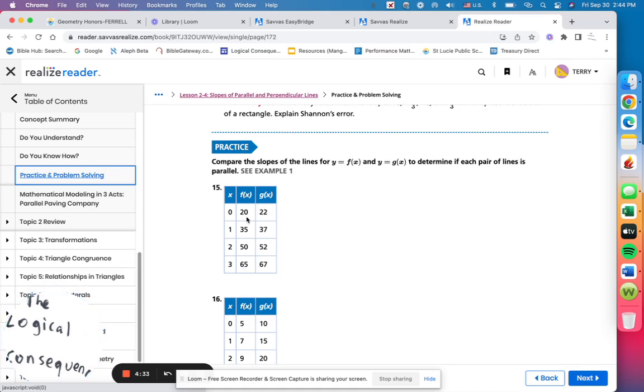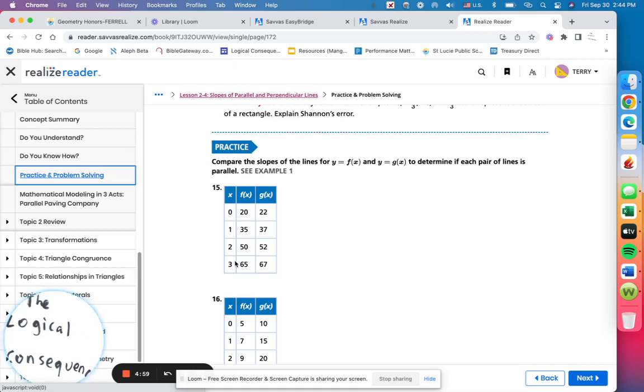Because if I take any sets of those ordered pairs, the slope is going to be the same for those points. So I'm going to do the same for g of x. I'm going to look at the points (0, 22), (1, 37), (2, 52), and (3, 67). You've got 4 ordered pairs. You can pick any 2 to find the slope. That's where you subtract the y's divided by subtracting the x's. And you'll find the slope for g of x. And then you just need to compare them.